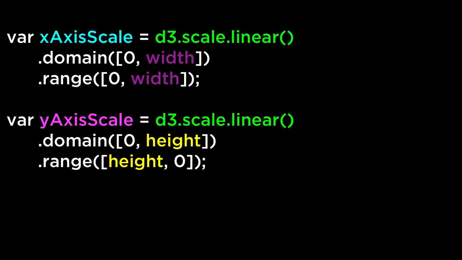Next, we define the X and Y D3 linear scales. The domains are set up so they go from 0 to the respective height or width. The range for the x-axis goes from 0 to the width of the inner drawing space. The range for the y-axis goes from the height of the inner drawing space to 0, as the y-axis in the SVG coordinate space is inverted.